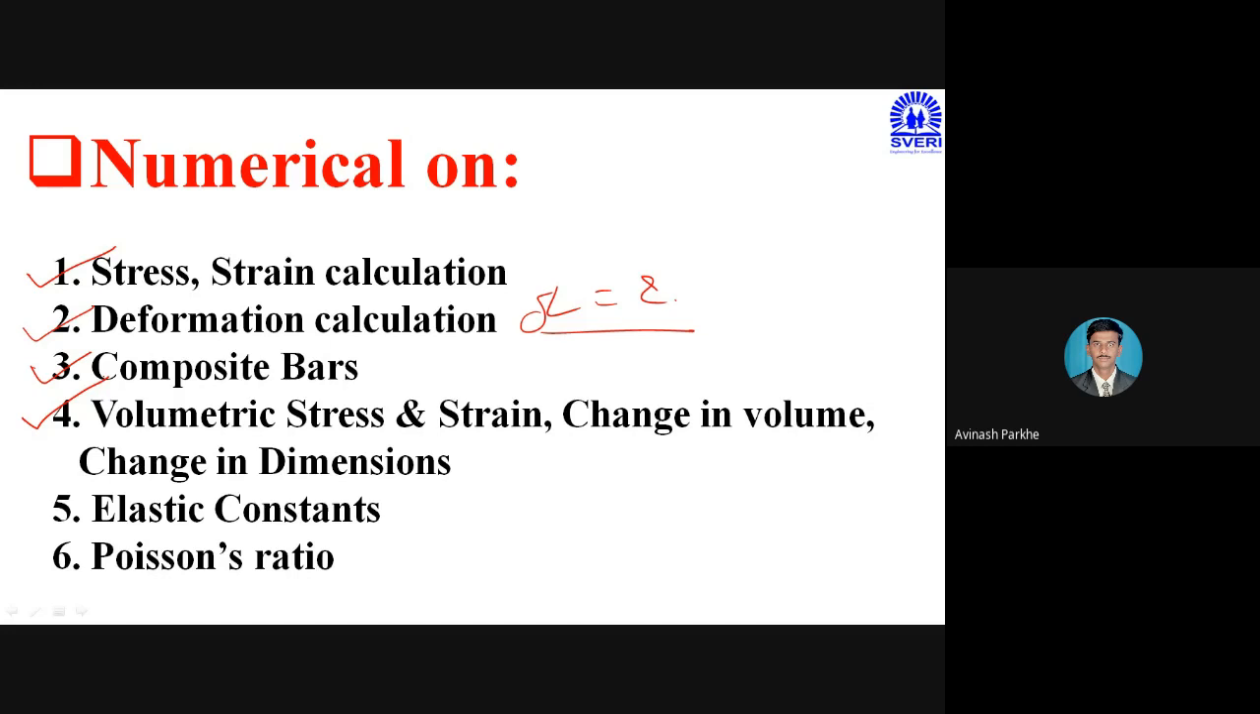We have discussed the elastic constant called the bulk modulus K. By using that bulk modulus K, we have to calculate the volumetric stresses and the volumetric strain. Sometimes K is given, volumetric stress is given, and we have to calculate the volumetric strain. Sometimes K is given, volumetric strain is given, and we have to calculate the volumetric stress. Then one more parameter we have to calculate is the change in volume, which is represented by delta V.